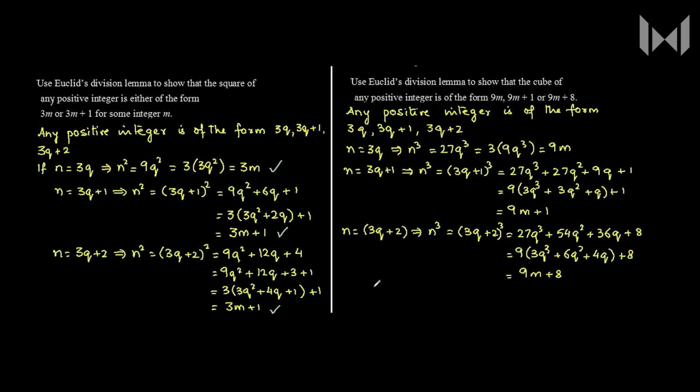And so the cube of any positive integer is of the form 9m plus 1 or 9m plus 8, or 9m.